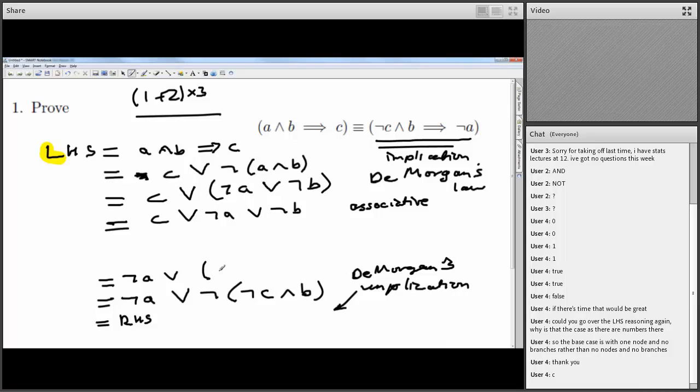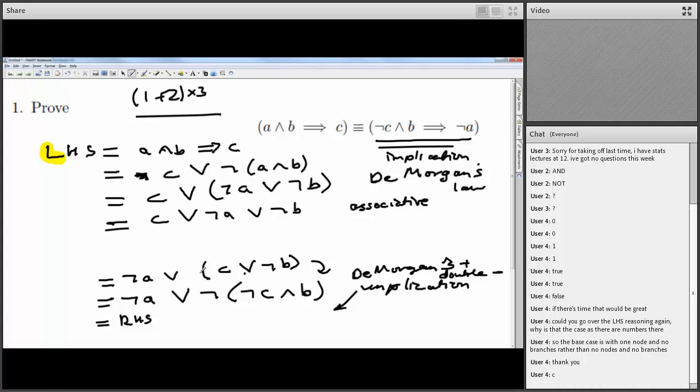That's right. So when you've got double negatives, effectively a double complement, it just becomes a simple one. So you've got not C, and the and becomes an or, and you've got not B. So I've used not just De Morgan's, but also the double complement, or double negative. Let's put double negative for short. So I've used both of them to go from this step to this step.